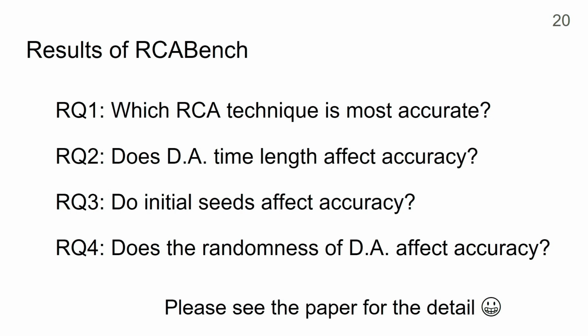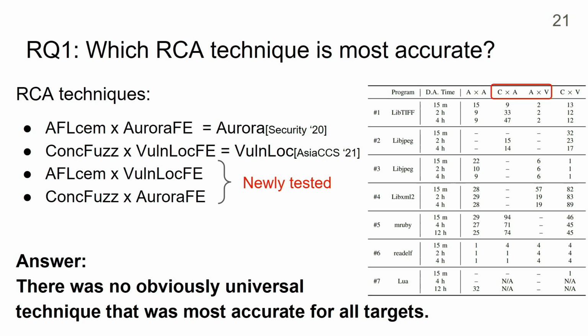First, we conducted end-to-end benchmarking as a demonstration of RCABench. We experimented with four RCA tools: the two existing techniques, Aurora and Brownlock, and the newly tested combinations, AFL-CEM with Brownlock, and Conquest with Aurora FE. And we found that there was no obviously universal technique that was most accurate for all targets.